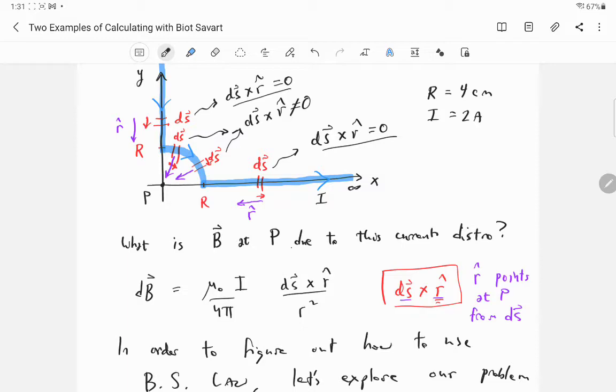The same thing happens here. Can you see that ds points more down than towards the right over here, but r hat points perpendicular to it, points towards the origin. So this points tangential to the origin, and this points radial or towards the origin. So those are at 90 degrees to each other. So this other segment is also a ds cross r hat that gives not 0.